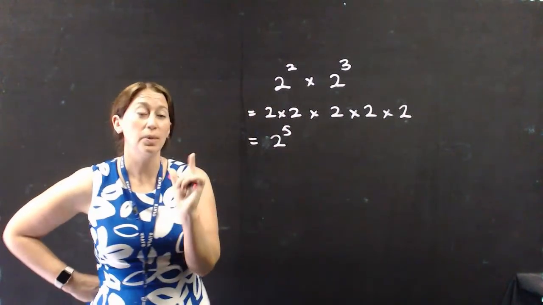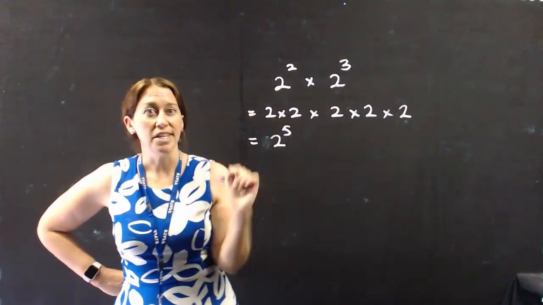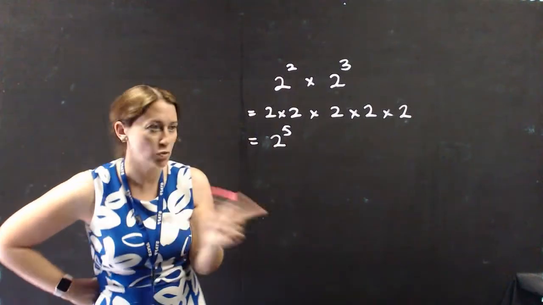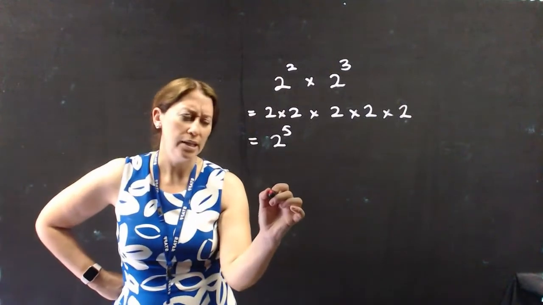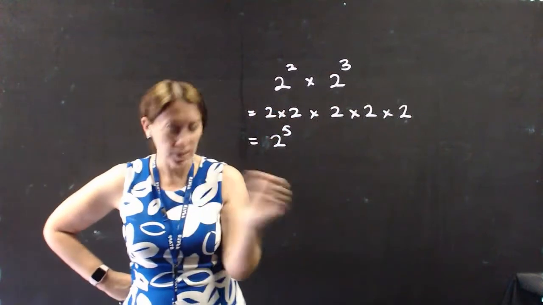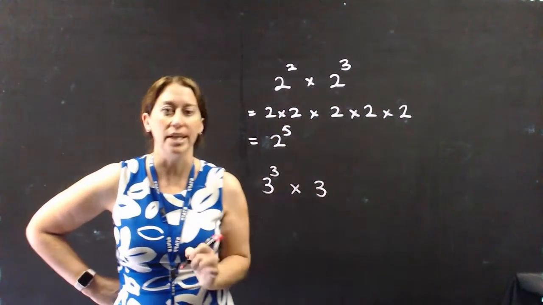Now, if I have a look above, the bases are always 2. If I add together the indices 2 and 3, I get 5. I wonder if this always works, as long as the bases are the same. Let's give it a go. Let's keep the powers a bit small so I don't have to write out too many factor forms. Let's try 3 to the power 3 multiplied by 3.